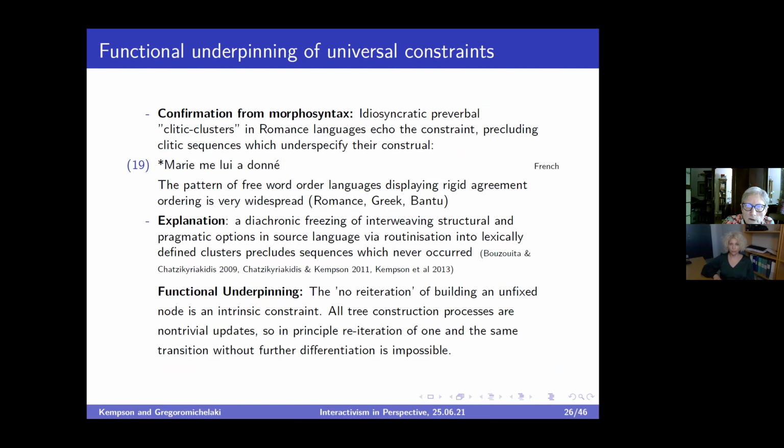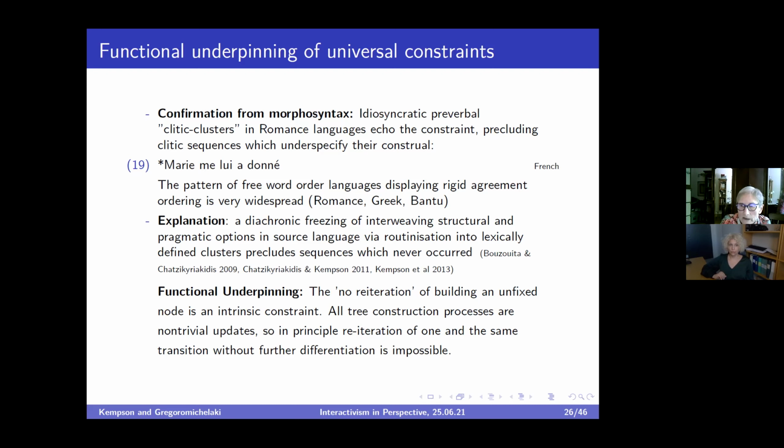Now, the pattern of free word order languages displaying rigid agreement ordering is very widespread. But the explanation is that what we're getting here is a diachronic freezing, interweaving what were structural and pragmatic options in the source language, as in, for example, Latin, which also displayed exactly the same pattern as I gave you in the Japanese case. And then via routinization, these get stored lexically as lexically defined clusters, and they simply preclude the sequences which never occurred. So that's why you get these weird gaps. So the remains of this supposed universal constraint is actually a very secure functional underpinning.